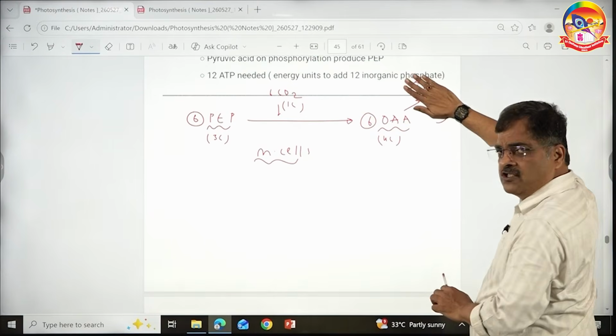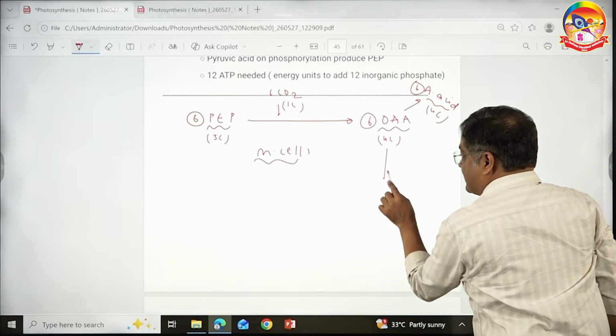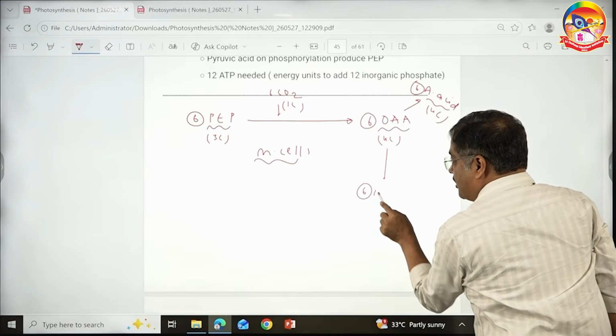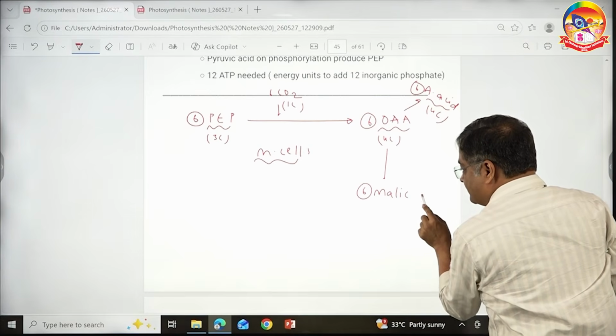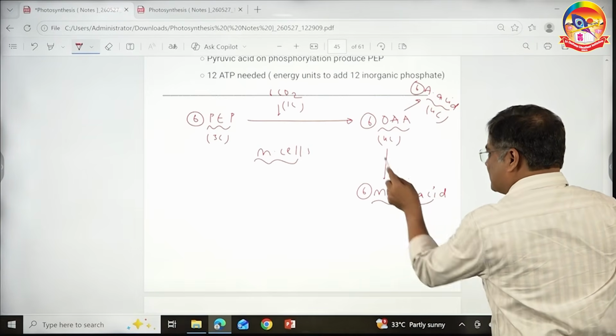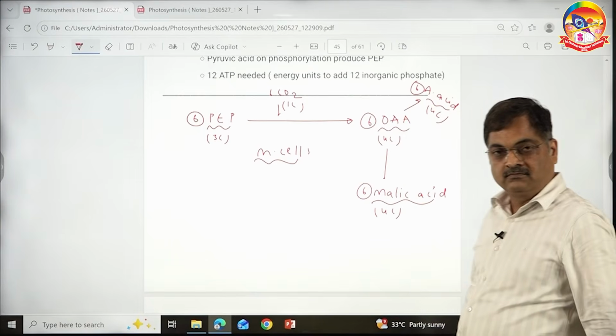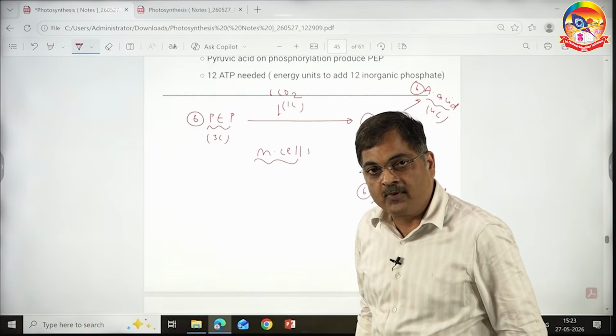Okay, leave it. It's not needed for us. 6 molecules of oxaloacetic acid form 6 molecules of malic acid. Naturally, this is the reduction process. I don't want to talk about all that. This is also a 4-carbon compound. Okay, up to here no problem.